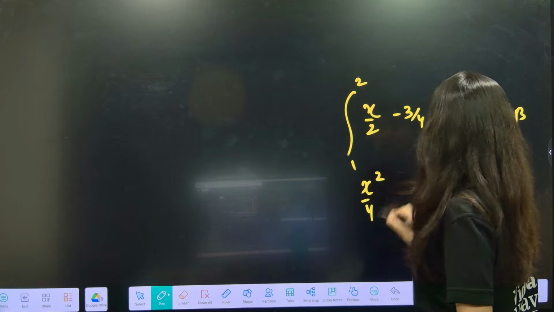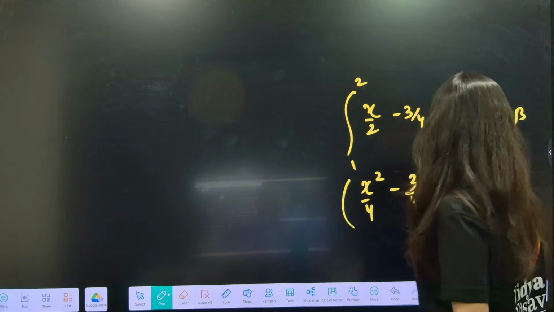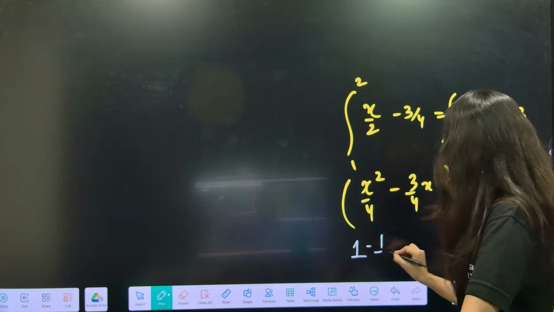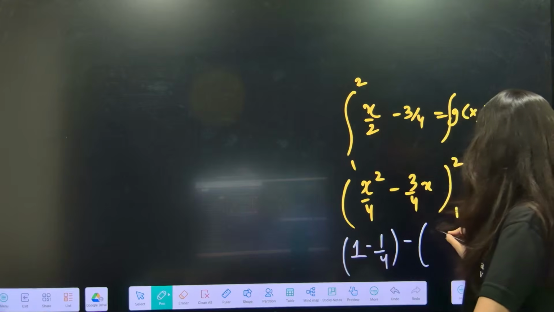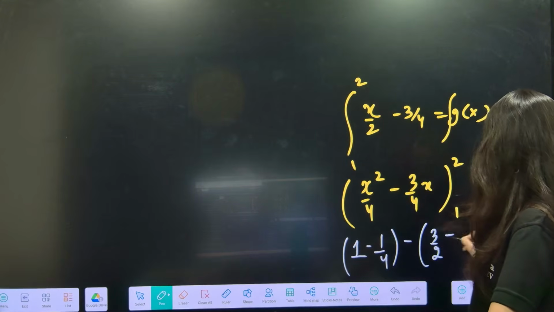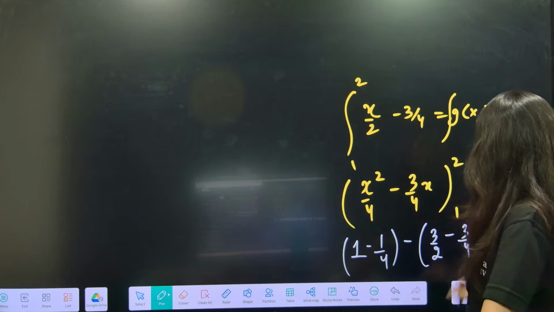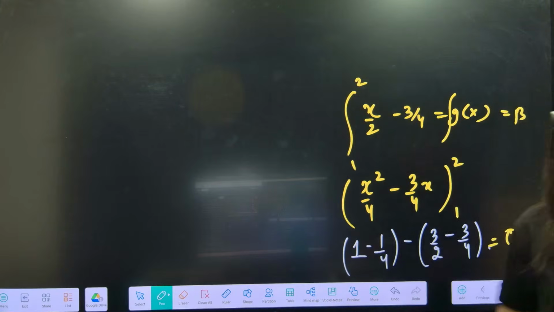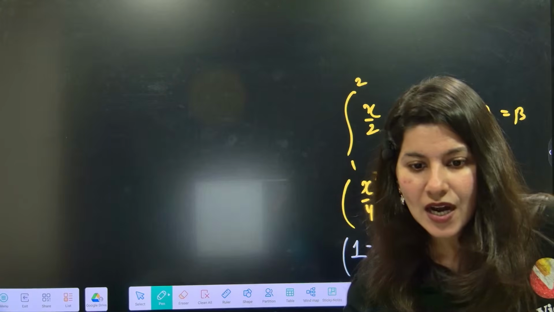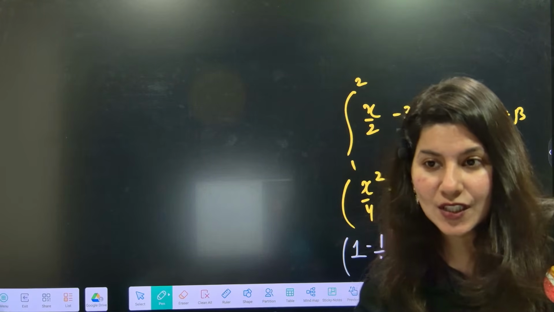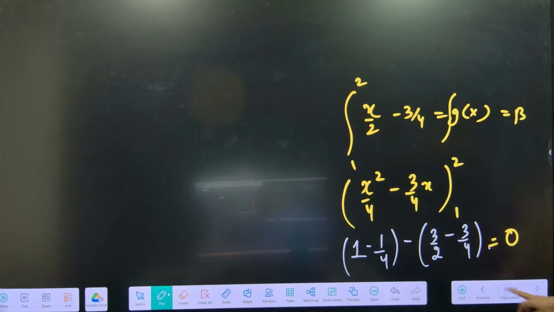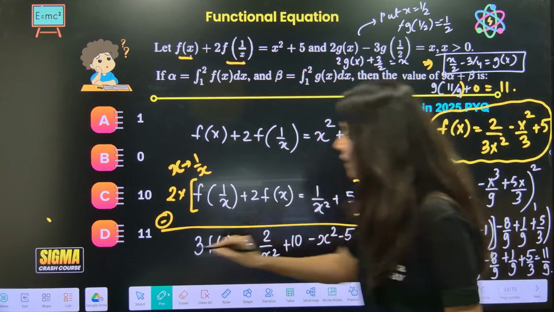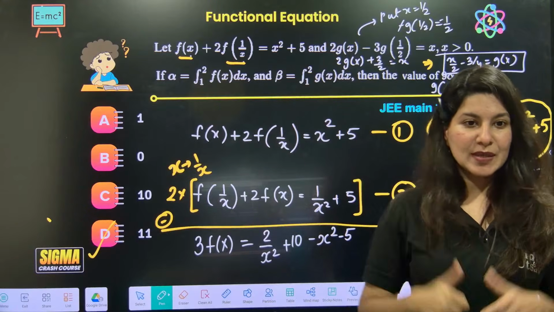x square by 4 minus 3 by 4 x, from 1 to 2. You put 2, so this is 4 by 4, 1. You put 1, minus 1 by 4. Minus, now put 2, so 3 by 2. And if you put 1, you get 3 by 4. So this is 3 by 4 and this is also 3 by 4. So are you getting beta is equal to 0? Absolutely, beta is 0, my dear students. So 11 is the final answer, option D. Give me a big thumbs up if you are understanding it.